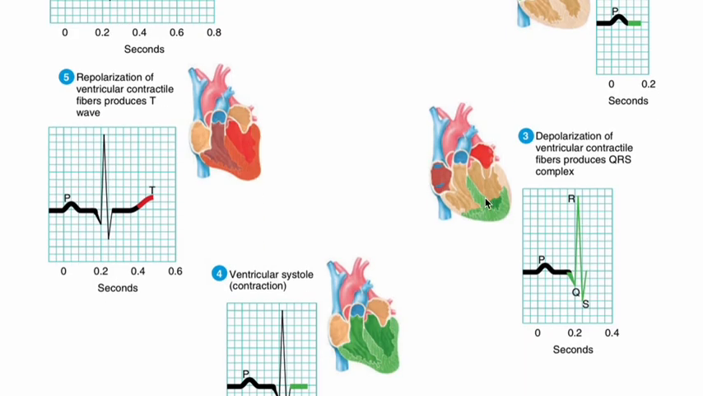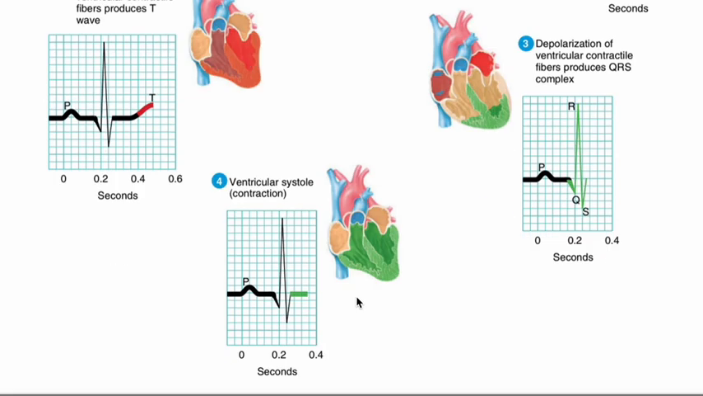Step 3, we see that signal coming down our conduction pathway, again to that AV node, AV bundle, bundle branches, out to that subendocardial conducting network and depolarizing our ventricles. We are measuring this with our QRS complex. So we can see that ventricle depolarization on that QRS complex. And then we see immediately afterwards, we see our ventricular systole or our ventricular contraction.